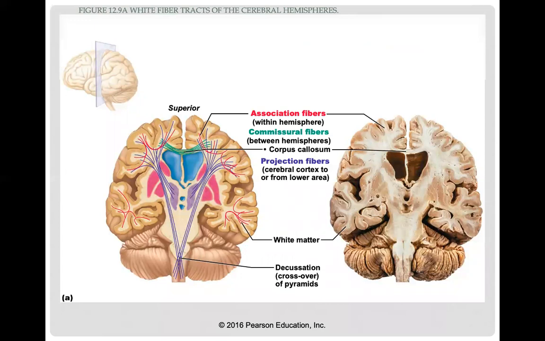Here's another depiction. They're showing you a coronal cut of your brain as is depicted here. Again, the red are limited to each of the lobes. These are association fibers. The green you see is connecting your 2 hemispheres. That's your corpus callosum, and the fibers are commissural fibers. And then you have fiber projections extending from the brain down to what we identify as the spinal cord. Those are referred to as the projection fibers.